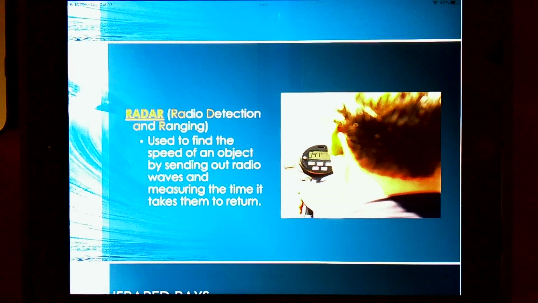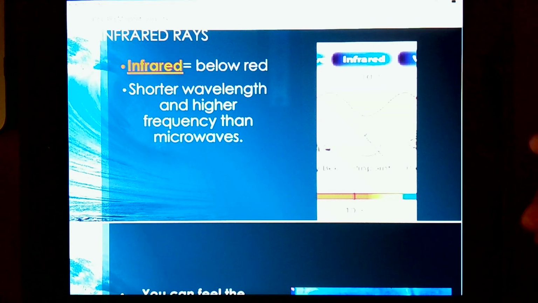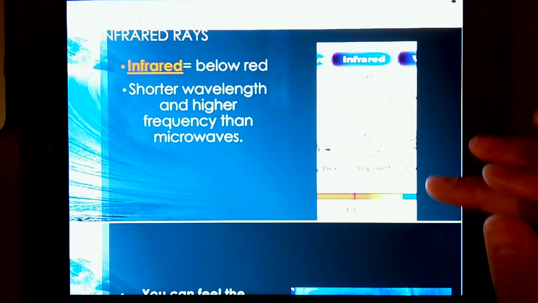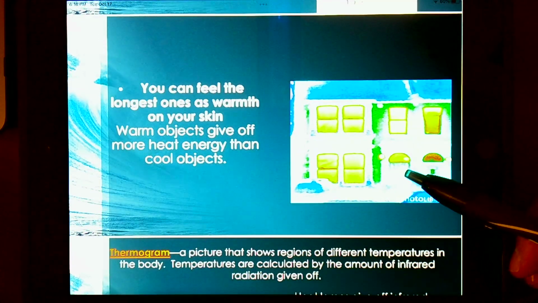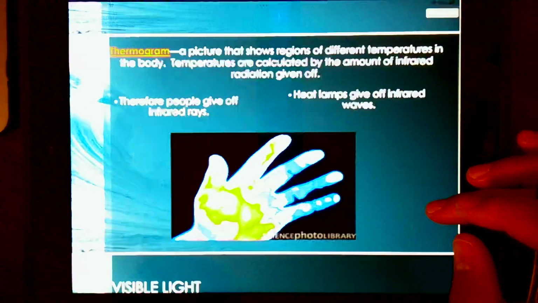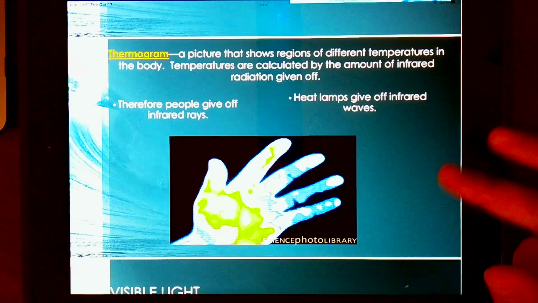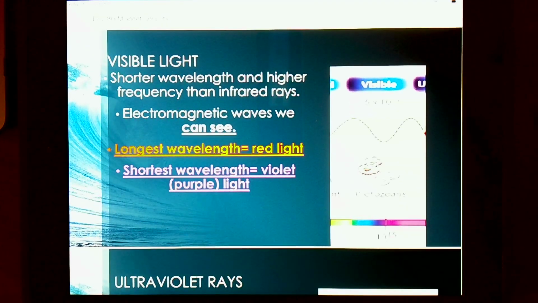Radar detection, so using a radar gun, all those use microwaves. You have your infrared, which has a shorter wavelength and higher frequency than microwaves. This here would be using an infrared satellite, so it picks up warm objects that give off heat. A thermogram also uses infrared. So think of infrared as using heat. Anything dealing with heat would be infrared. You have your visible light, which is electromagnetic waves you can see.